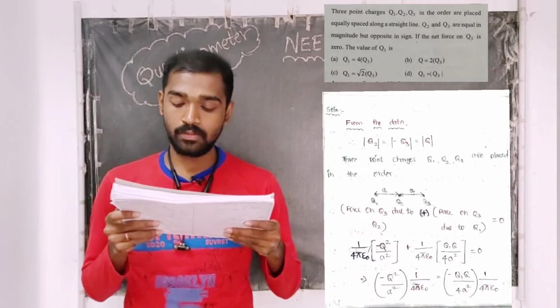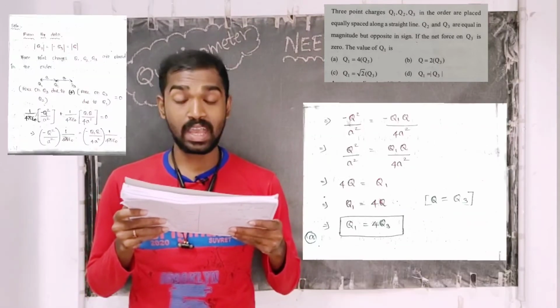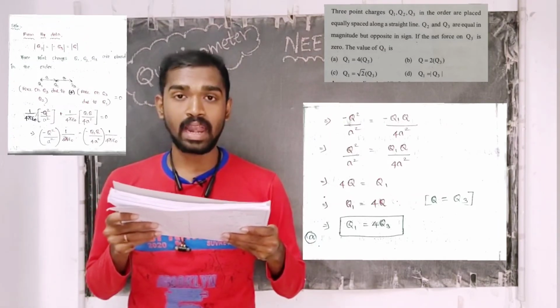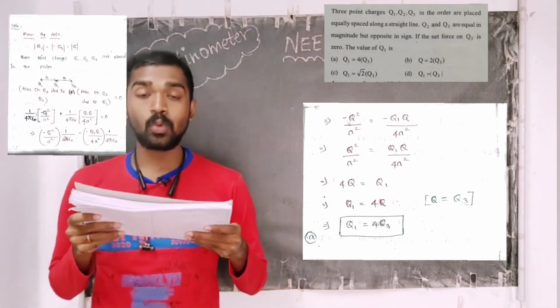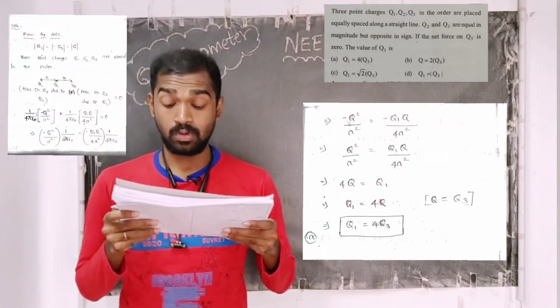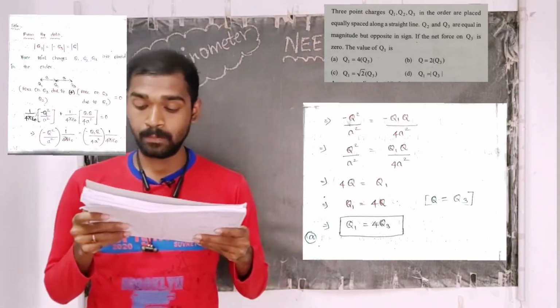So we got 4Q is equal to Q1. So A square will get cancelled on each side. The 4 will get cross multiplied on LHS. So 4Q is equal to Q1. The Q1 is equal to 4Q. Final result is Q1 equal to 4Q.